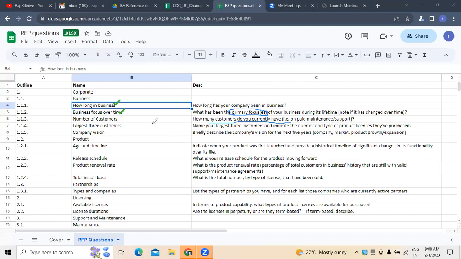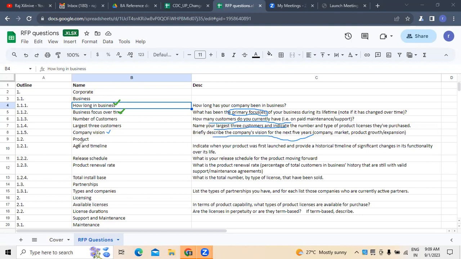Along with the customers, we have to know the details of the customers, whether the organization is in an active condition or not. If it is in active condition, who are their customers? That sort of knowledge is also required. Next, we must have an understanding of the company's vision, describing the vision of the company which they want to work toward for the next 5 years. So about their company, market, product, growth, expansions, all that.